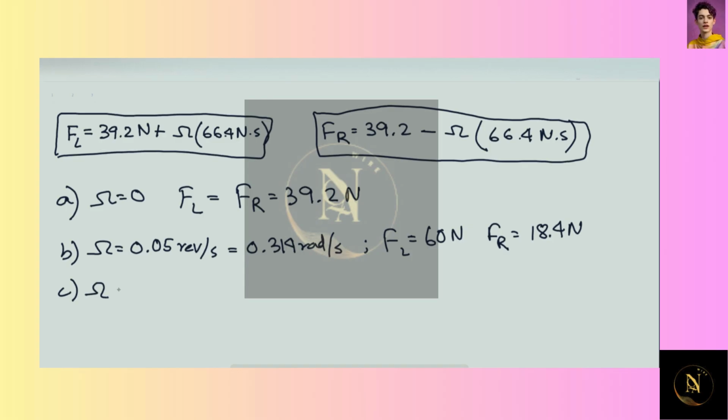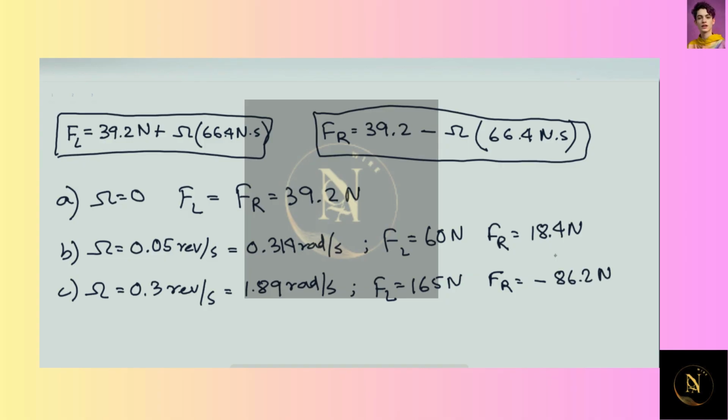Part C, we have omega as 0.3 revs per second, which is 1.89 radians per second. So using that, we see FL is, sorry, 165 newtons, and FR is negative 86.2 newtons. And this negative sign means that the force is downward. So that's the significance of the negative sign.